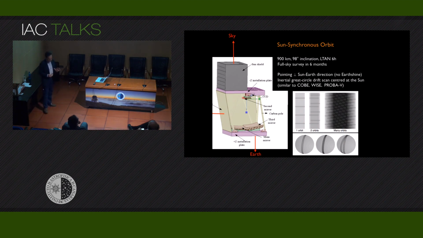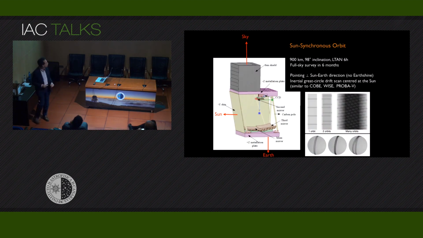So to map the whole sky, we use a low Earth Sun-synchronous orbit. So we can do a full sky survey in 6 months. The key thing is actually to do the inertial drift scanning centered at the Sun, not at the Earth. In which case, after one scan you get this. After 2 orbits you get a slight shift due to the flattening of the Earth. And after many orbits, you're essentially mapping the whole sky.